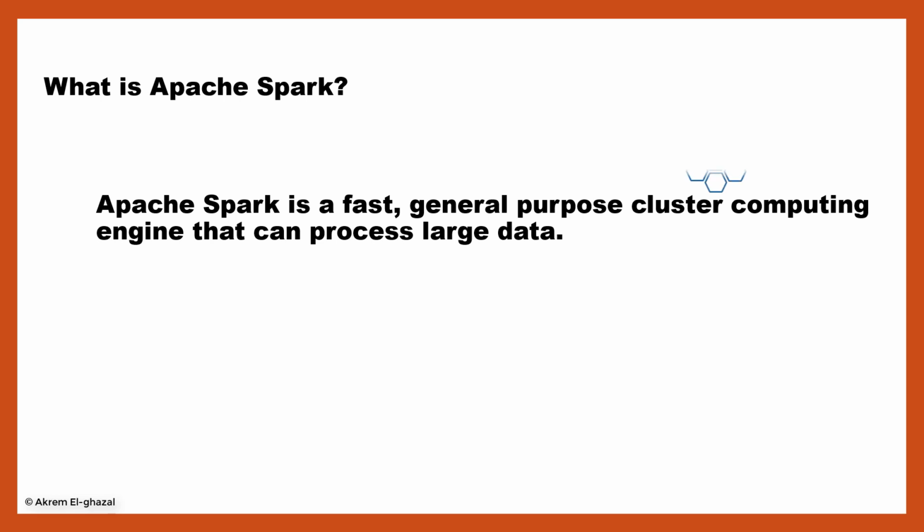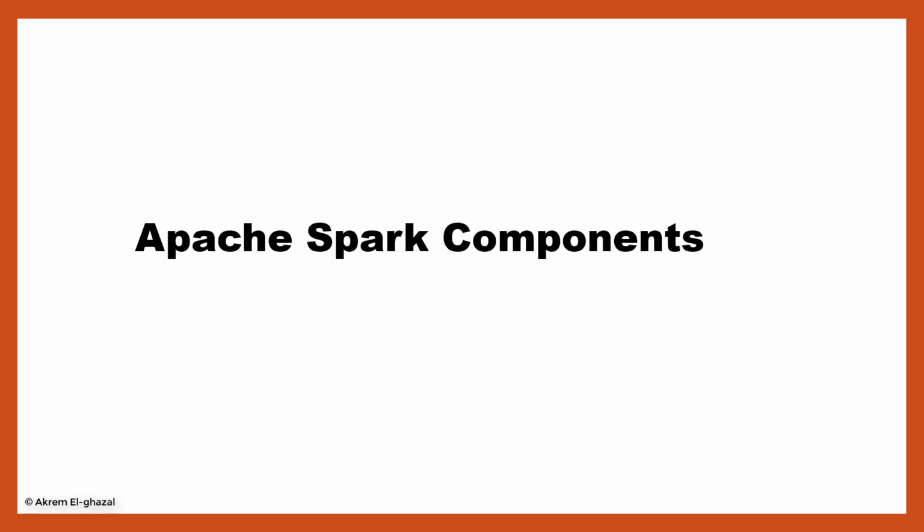So mainly it's a cluster computing engine, and it's designed to be general purpose, and I will explain to you what I mean by general purpose when I give you an overview about the Apache Spark components. It's fast because Spark has the ability to process large data in memory. Let us have an overview about the main components of Apache Spark.